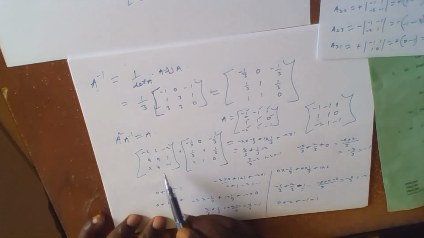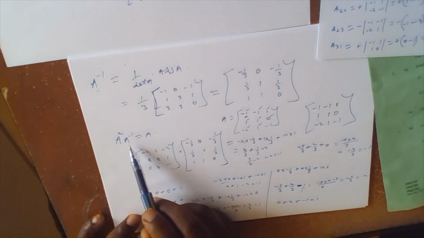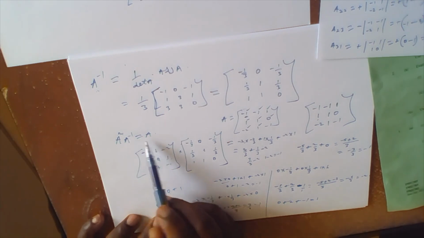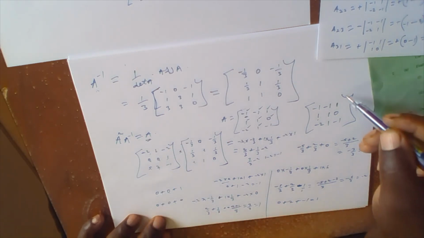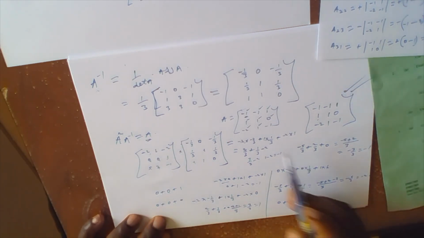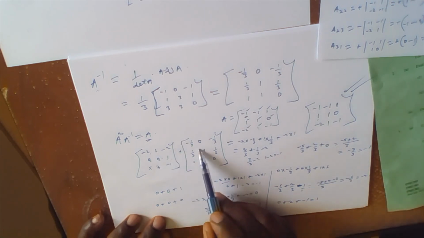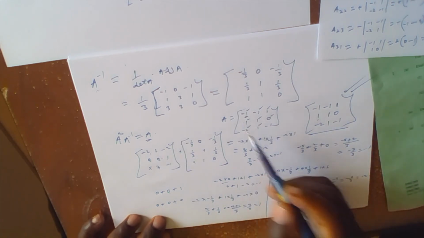So you can see when we take A squared times A inverse, it is equal to A, and we have proved it, which is this one. A is this, and when you multiply this and that, we get this one, which is A.